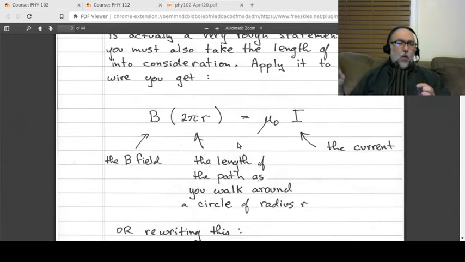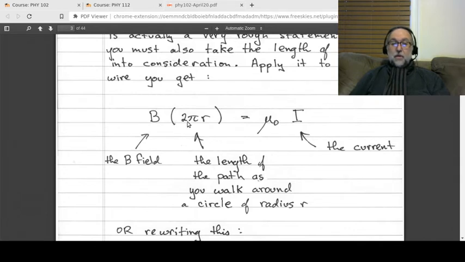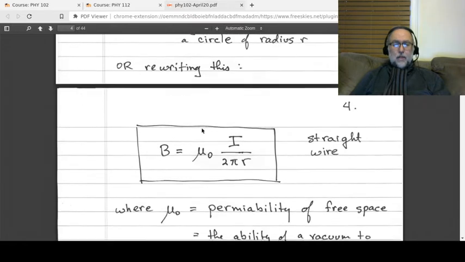Now, if you're walking around the wire at some radius r, then you're etching out a circle of radius r, and the circumference of a circle of radius r is going to be 2 pi r. So here's the B field. Here is the total distance that you walked around it, and that's got to equal the current going through the wire, multiplied by this constant known as the permeability of free space. If you rewrite this, it looks like that.